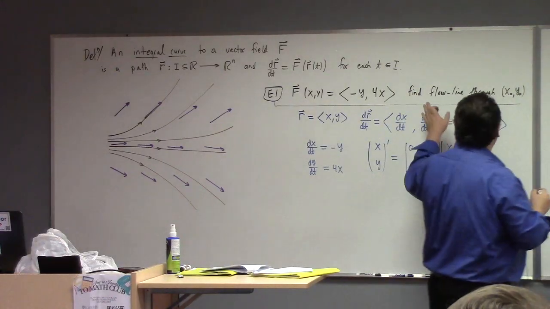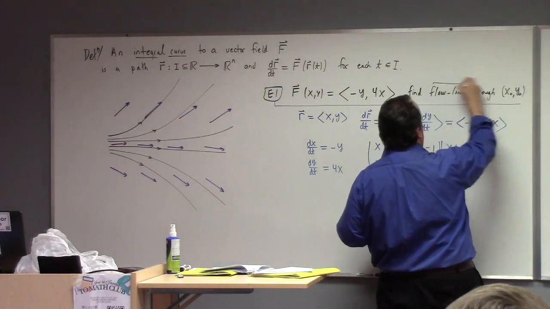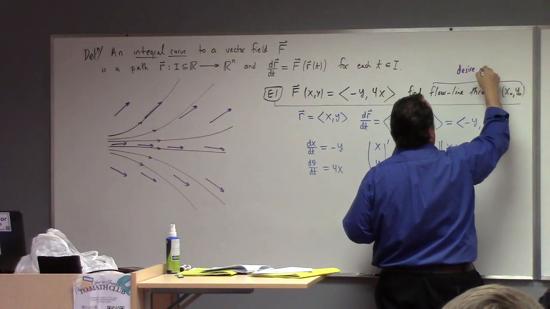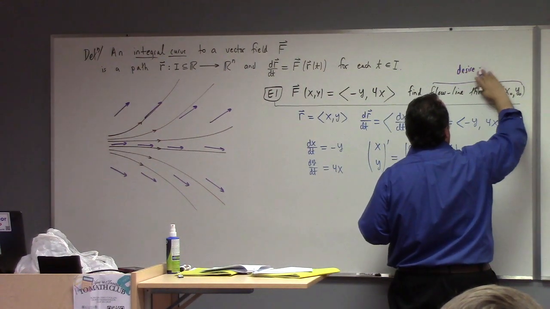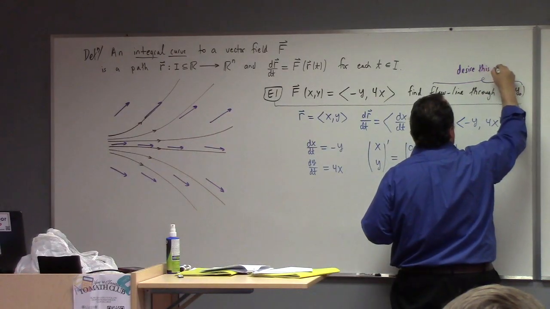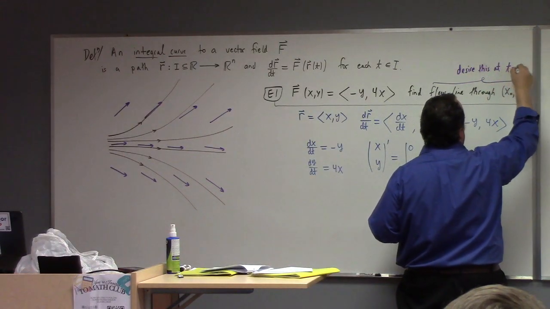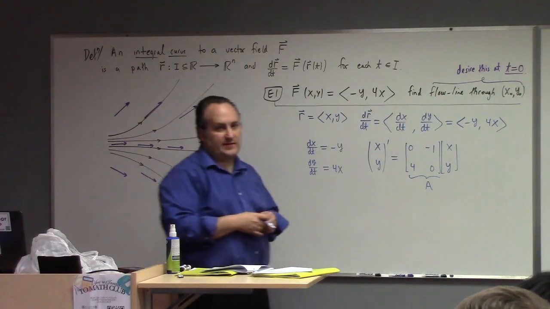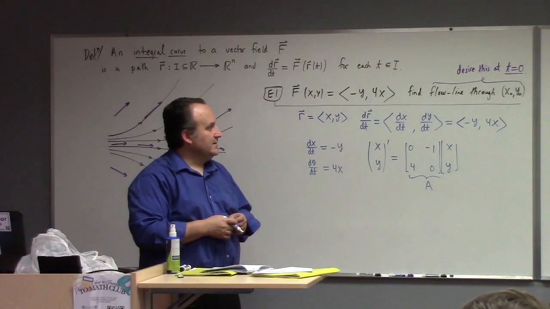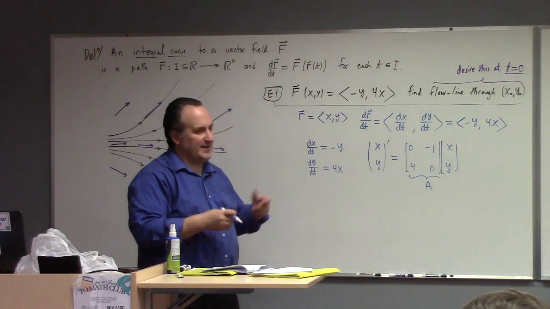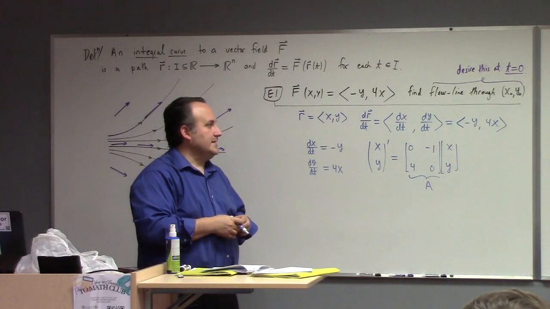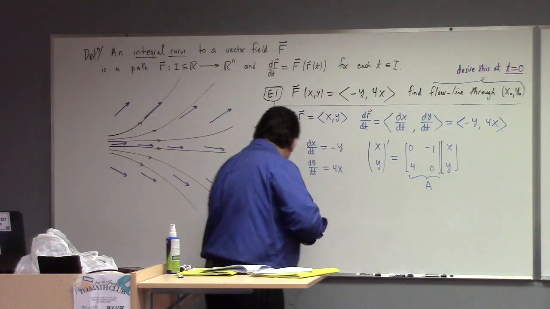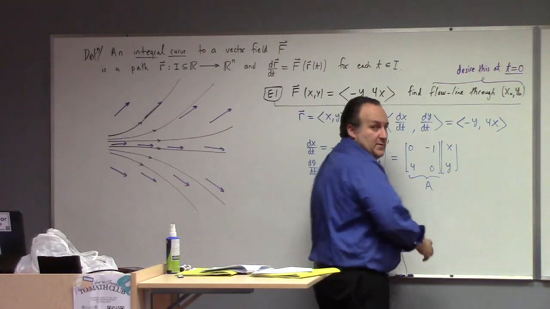Let us understand that we desire this at time what? Let's make it time 0, right? Time 0 seems nice, and that's kind of the standard thing. If somebody asks you to find a solution through a point, everything else being equal, try to make it happen at time 0, if you can. All right, so what do we got?